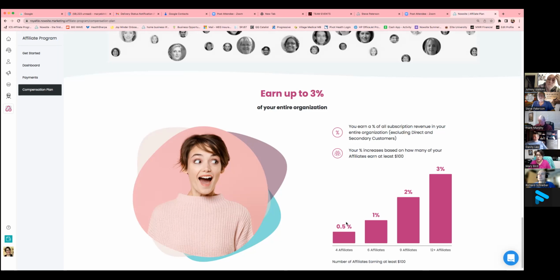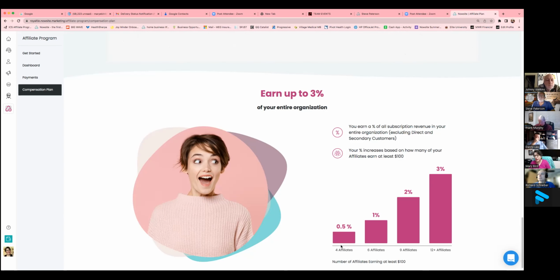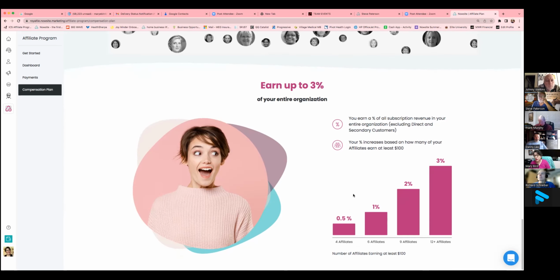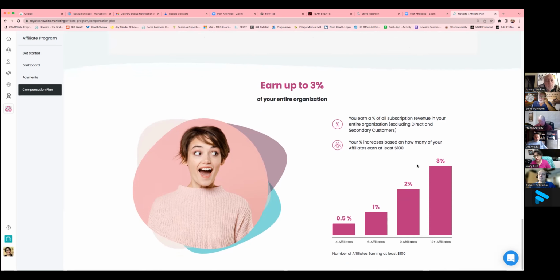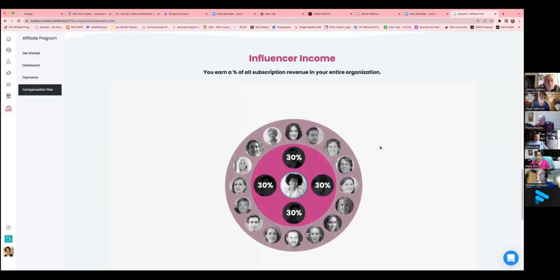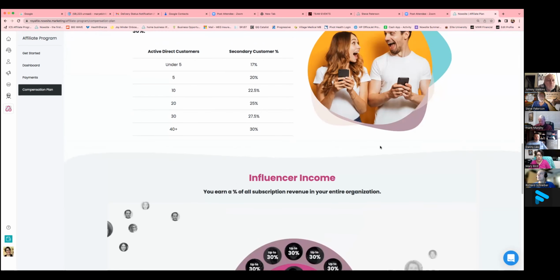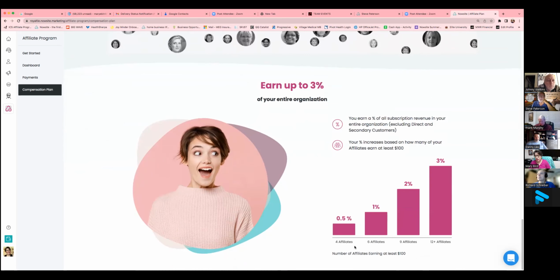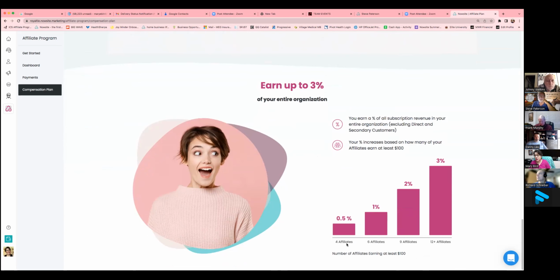Okay. So when you have 4 affiliates that are earning $100, then you'll get 6, 9, and 12. So you can get that extra 3% for the entire generation. And they've kept that at 4. The other one is 5. So 4 affiliates making $100, 6, 9, and 12.